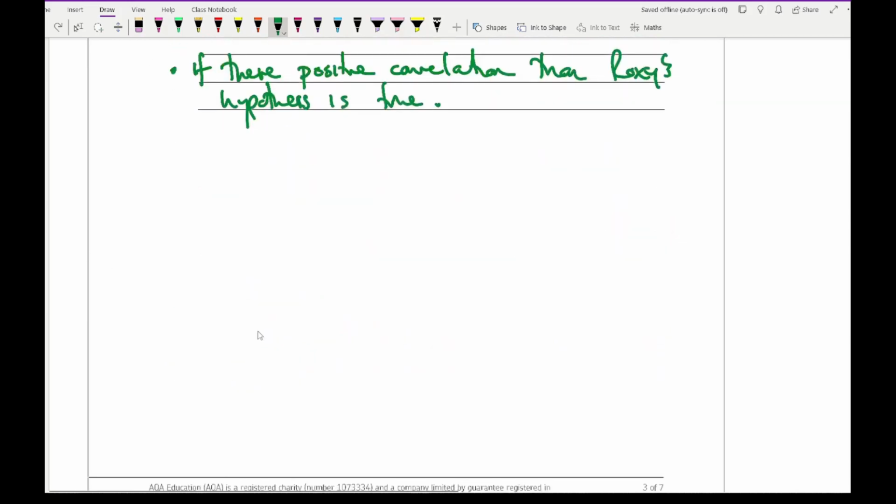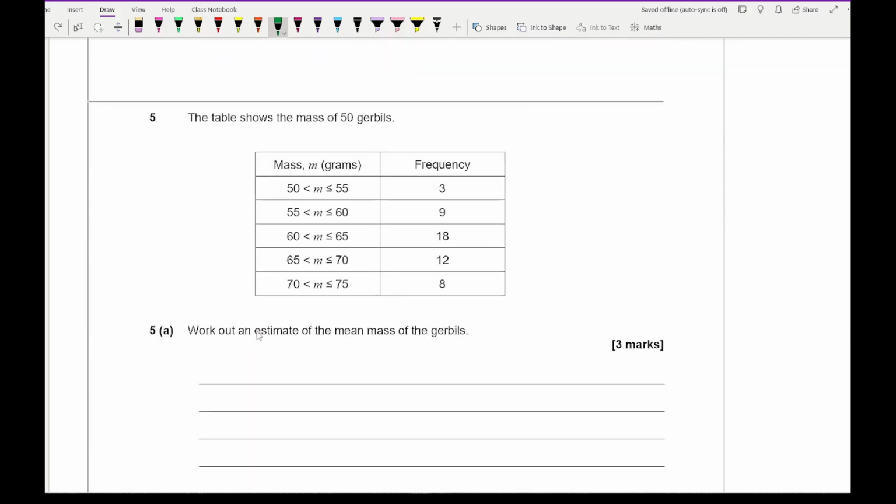Then moving on to question 5, it says work out the estimate of the mean mass of the gerbil. So here we've got a table of a mass of 50 gerbils, and we want to work out the mean. So for this, what we need to do first is create a midpoint column and work out the midpoint between these numbers. And again, if you're not too sure how to work out the midpoint, just simply add the upper bound and lower bound together and divide by 2. So here we've got 52.5, 57.5, 62.5, 67.5, finally 72.5.